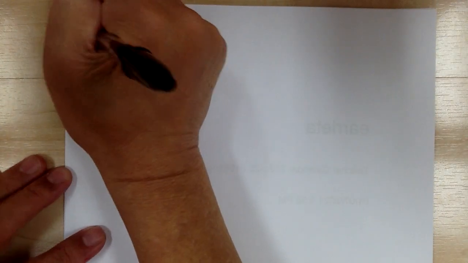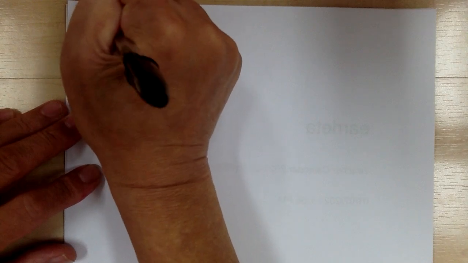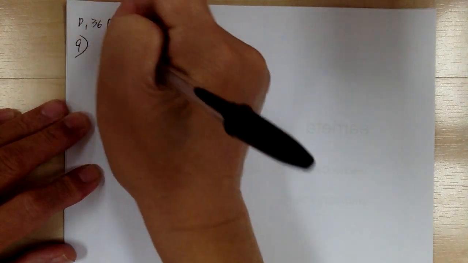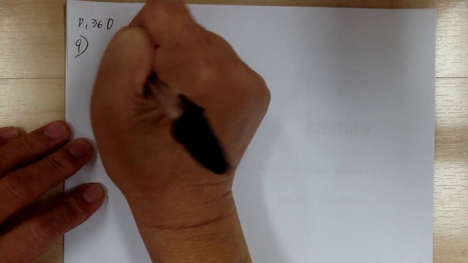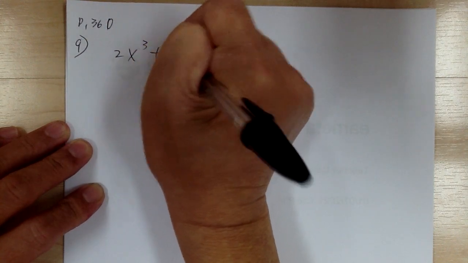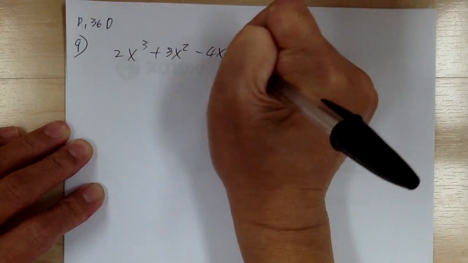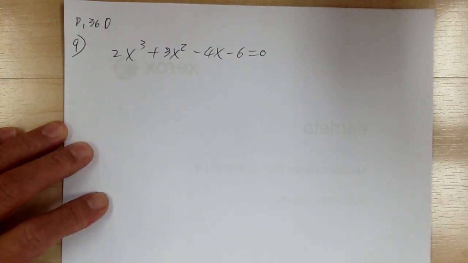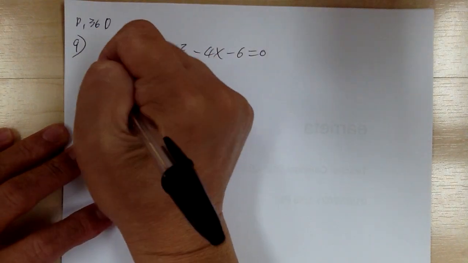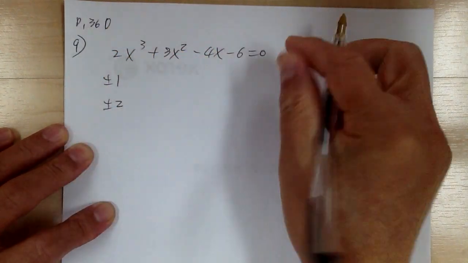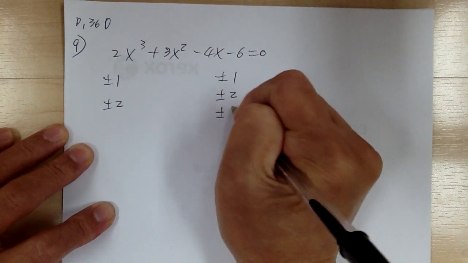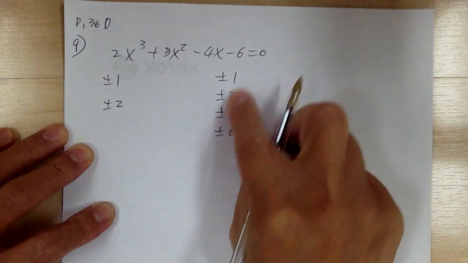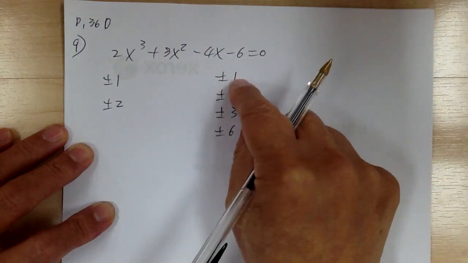Okay, let's go to the next one. Number 9. You have 2x cubed plus 3x squared minus 4x minus 6 equal to 0. So the factors from here would be plus or minus 1, plus or minus 2. The factors of this would be plus or minus 1, plus or minus 2, plus or minus 3, plus or minus 6. So these are the factors of these. So now you have to use this over this.